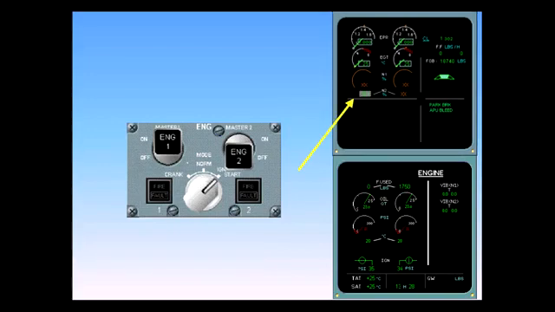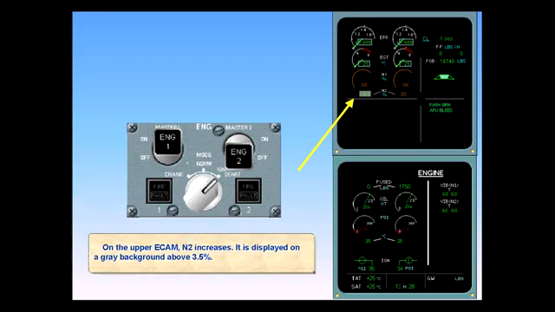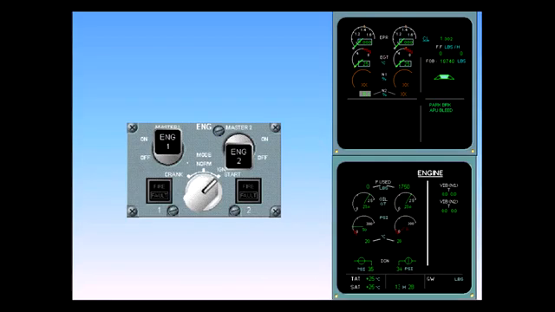On the upper ECAM, N2 increases. It is displayed on a gray background above 3.5%. On the ECAM engine page, the oil pressure increases.